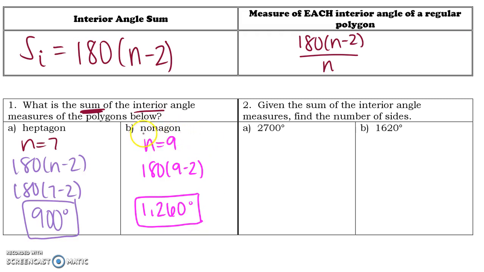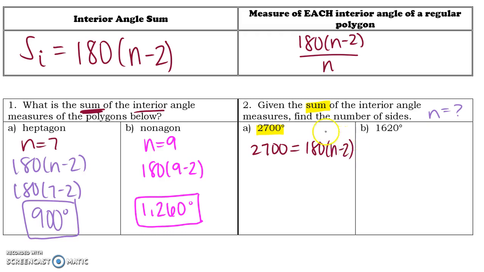If it is a nonagon, our n is 9, so we do 180 times 9 minus 2. We should get that. Taking a look at number 2, it still wants the sum, but we're actually given the sum this time, and we need to figure out what the number of sides is. So this time we're looking for n. So we're going to take this and substitute it in for our sum. What that's going to look like is 2,700 equals 180 times n minus 2.